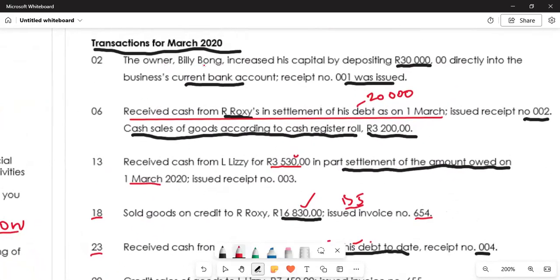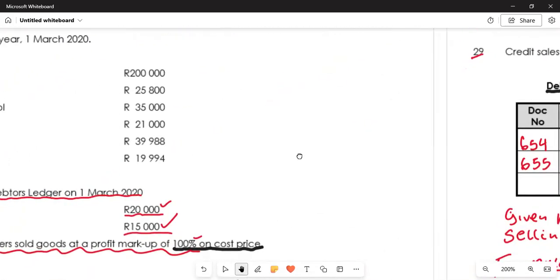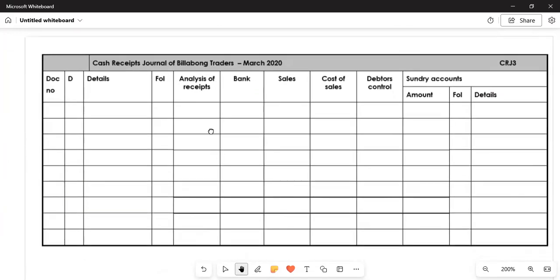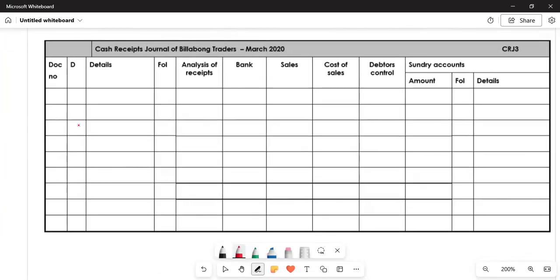The owner, Billboard, increases capital by depositing 30,000 directly into the business current bank account, and receipt number 001 was issued. We are to record that in the cash receipt journal because he deposited that money into his account. It means he received that money that he himself deposited. So we start with document number 001. On the second, details being the owner himself, Billboard.